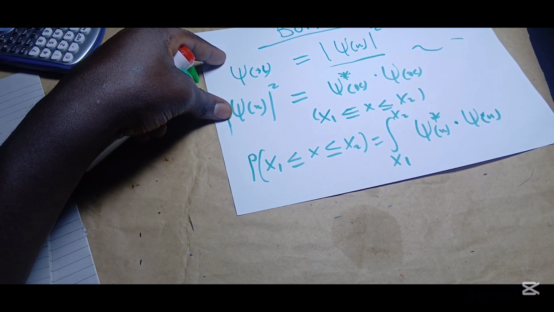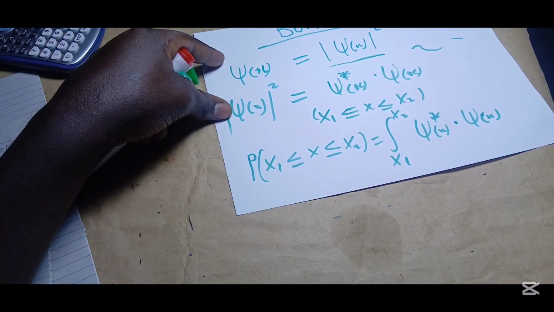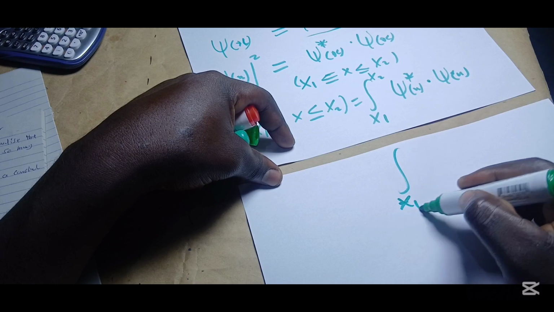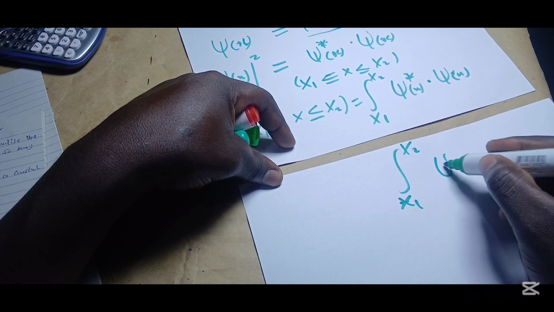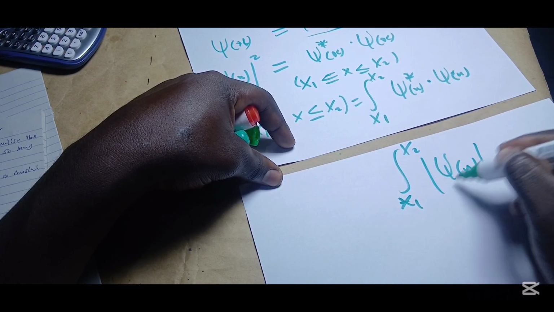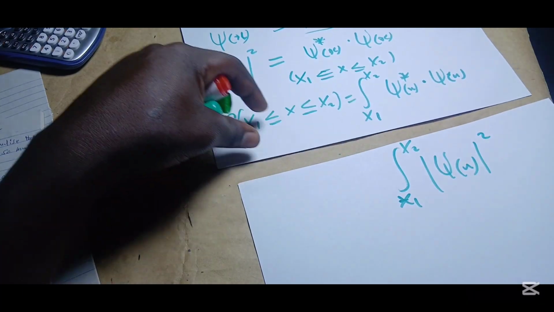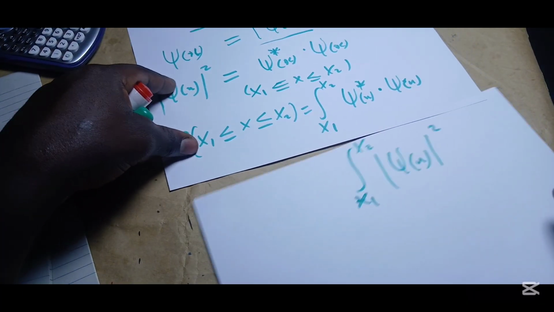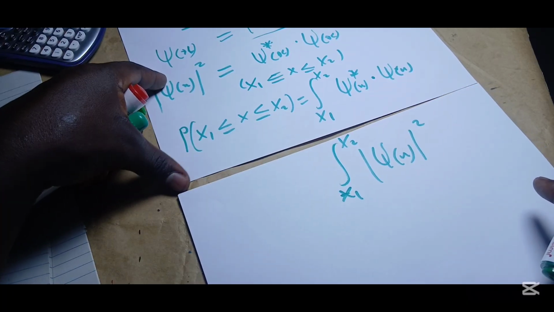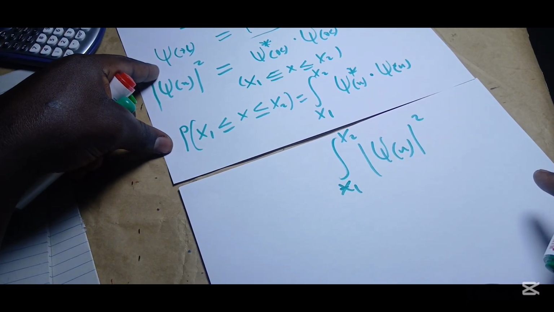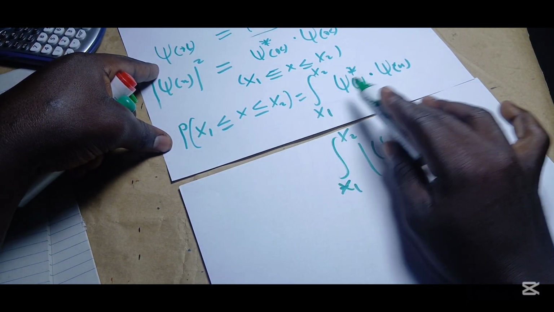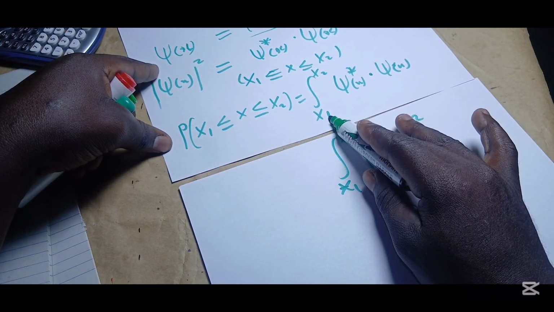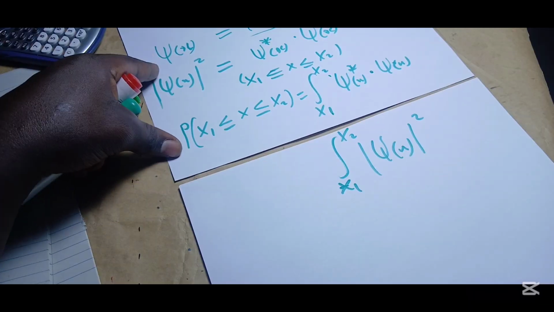But if you write it in this way, then you have to bring in the absolute square sign. So we are trying to get somewhere, and there is a need for you to know all this. That is why I'm trying my best to prove it this way. So this is the probability of us finding a particle between x1 and x2, right?